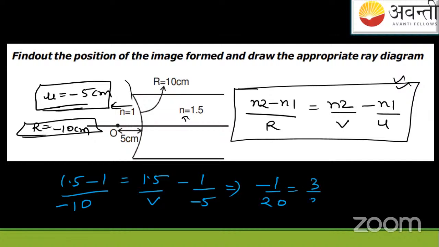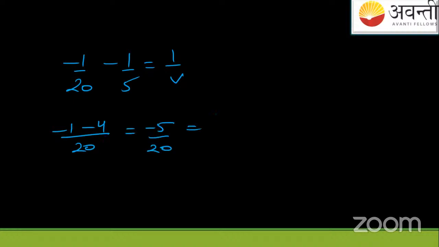This is plus 1 by how much, students? 1 by 5. So if you solve it, you will get this answer, which will be equal to minus 1 by 4. Okay, let me show you the next slide. So minus 1 by 20 minus 1 by 5 equals 1 by v. So this will be equal to 20. Okay, this will give you minus 5 by 20, 1 by v, 5 4 20. You will get v equals minus 4 centimeters.